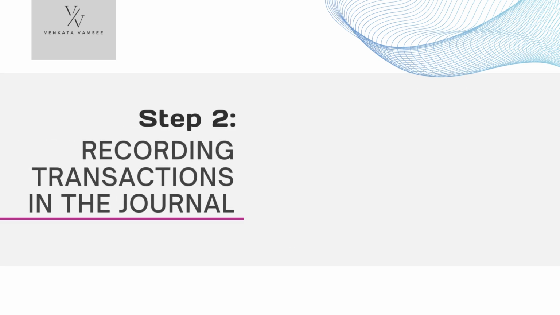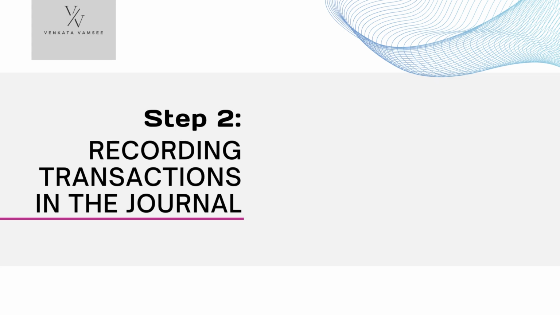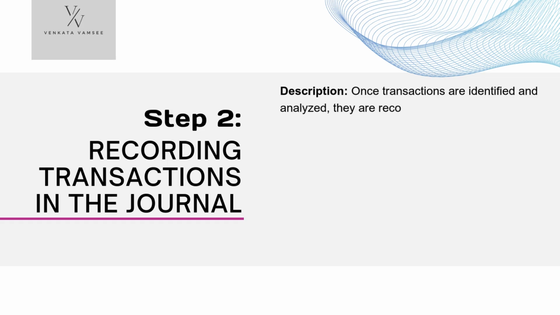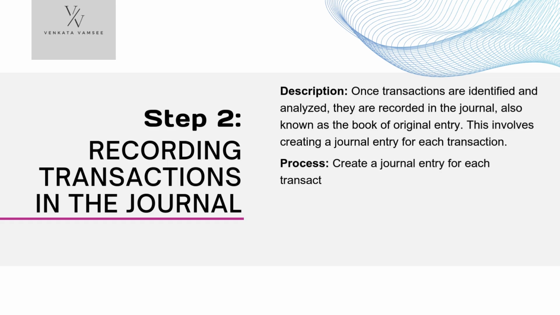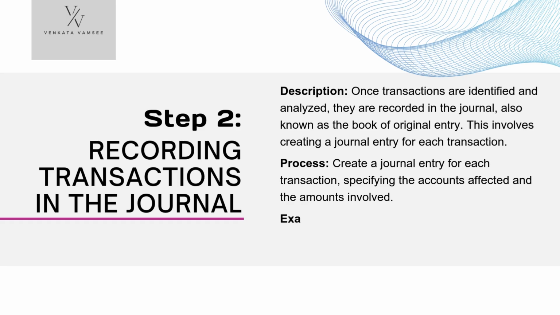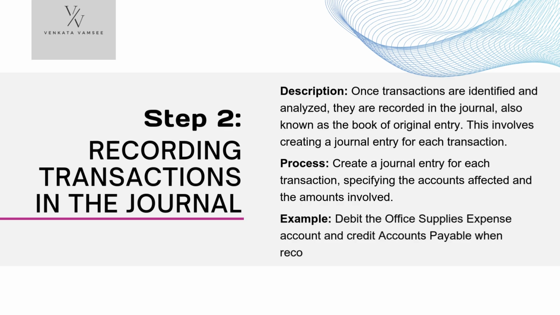Step 2. Recording transactions in the journal. Description. Once transactions are identified and analyzed, they are recorded in the journal, also known as the Book of Original Entry. This involves creating a journal entry for each transaction. Process: create a journal entry for each transaction, specifying the accounts affected and the amounts involved. Example: debit the office supplies expense account and credit accounts payable when recording the purchase of office supplies.